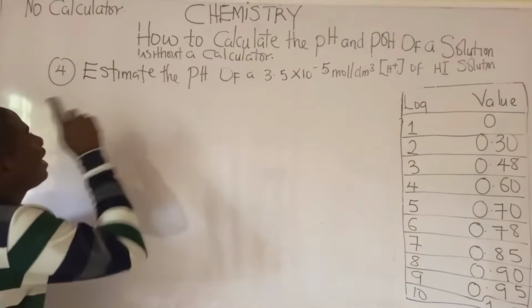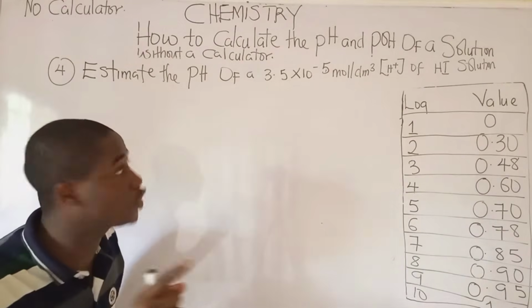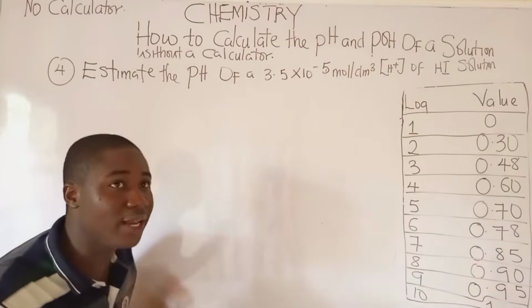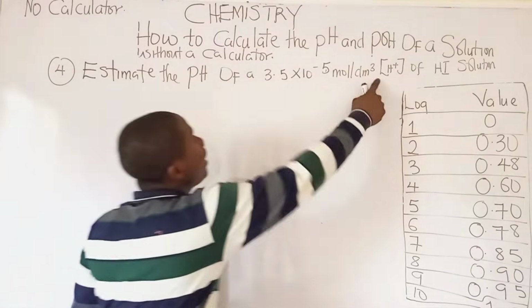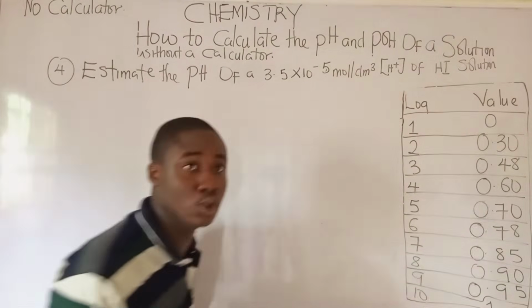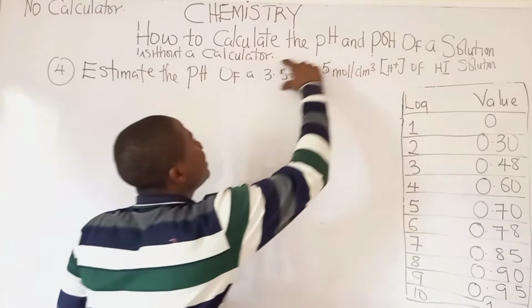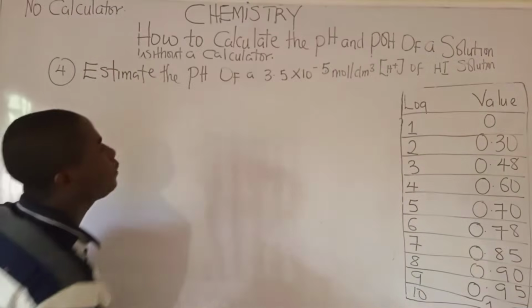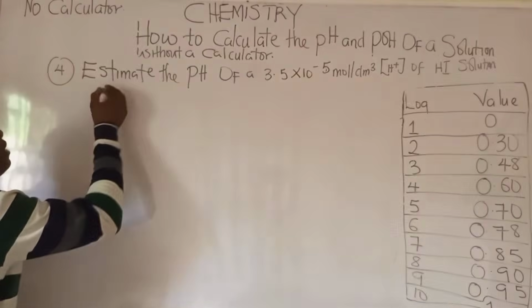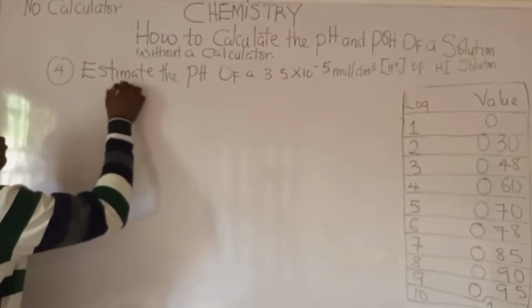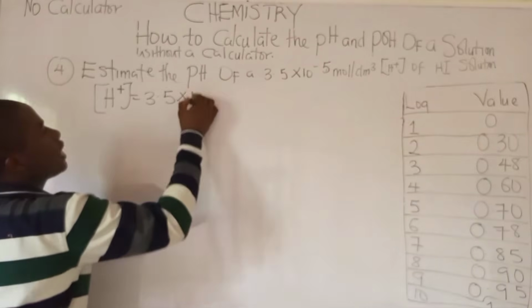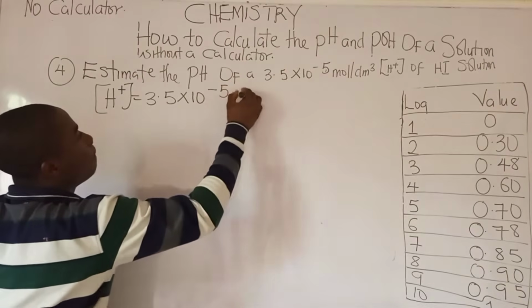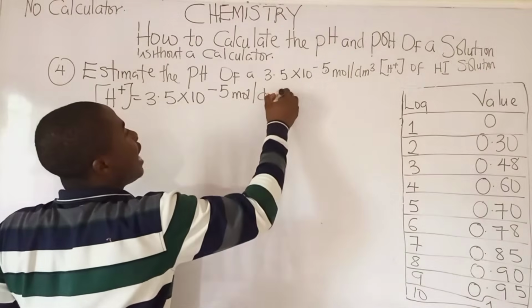It says, estimate the pH of a 3.5 times 10 raised to the power minus 5 mole per dm cube H plus of hydrogen iodide solution. So it means that this is the value for the H plus. Normally we simply bring out the H plus value, which is 3.5 times 10 raised to the power minus 5 moles per dm cube.